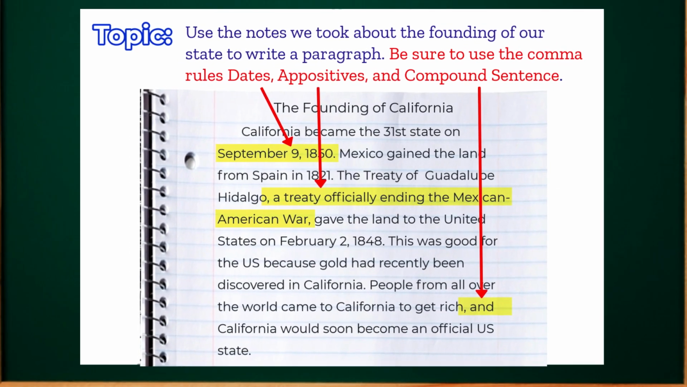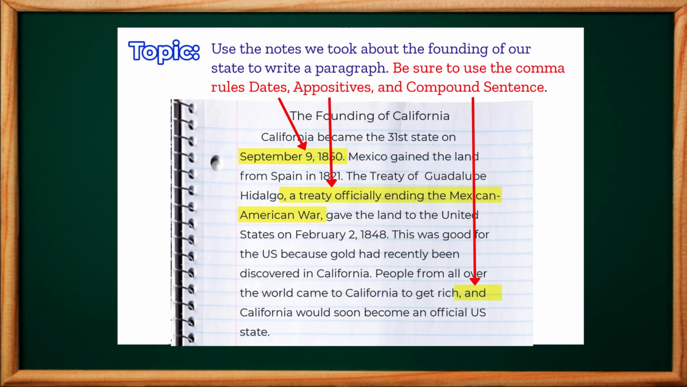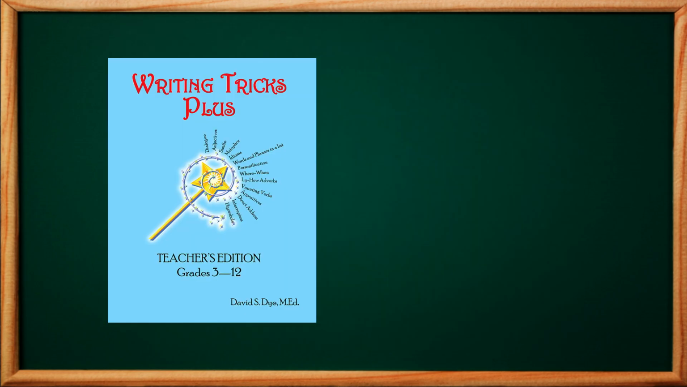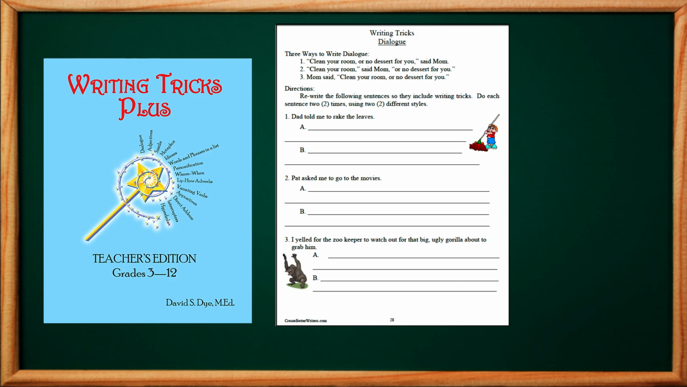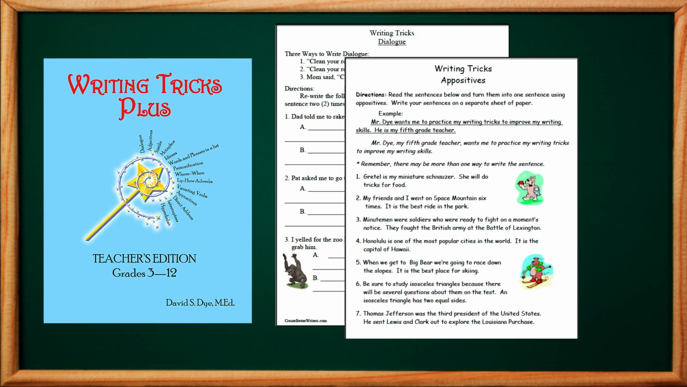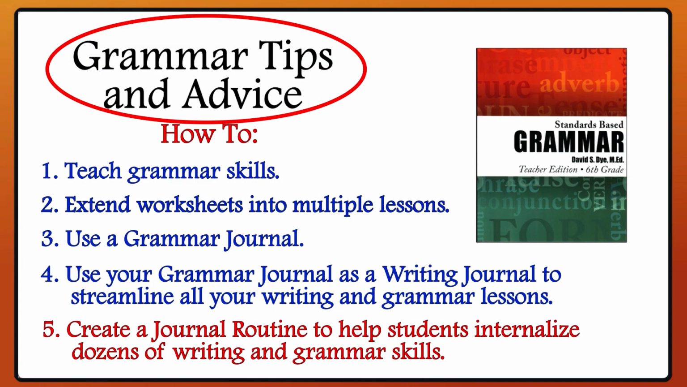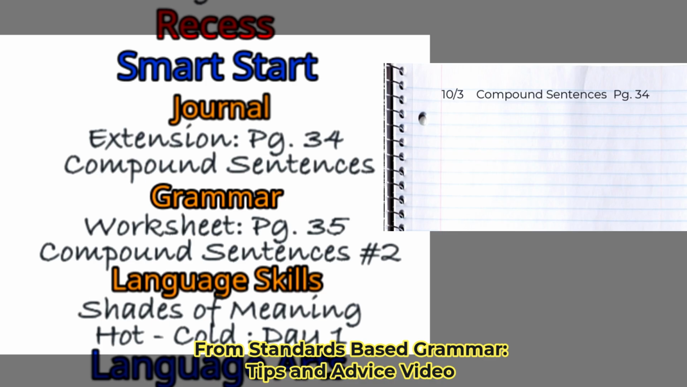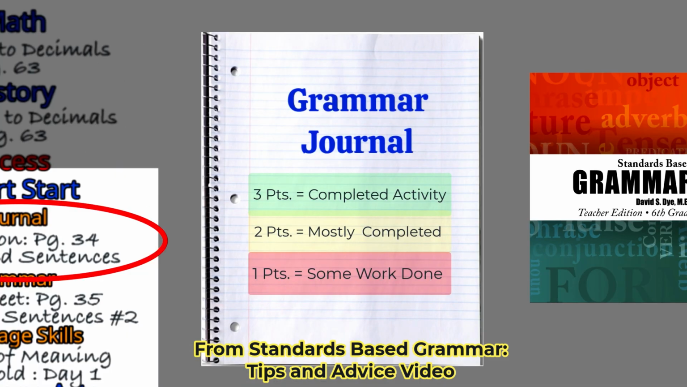You'll be shocked at just how good their sentences become in a short amount of time, especially if you combine standards-based grammar with our other books like Writing Tricks Plus or the Complete Writing Program. These books help the students apply not just the comma rules, but dozens of grammar, punctuation, literary devices, and more into their writing. Using them all together makes a really powerful writing program. And if you check out the tips and advice video, it shows you how to put the grammar series with those books all into a structured writing program. So I highly recommend checking that out.